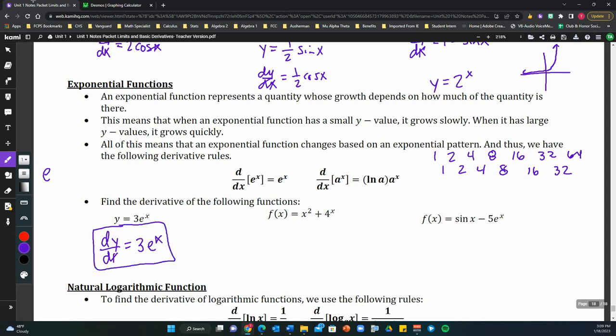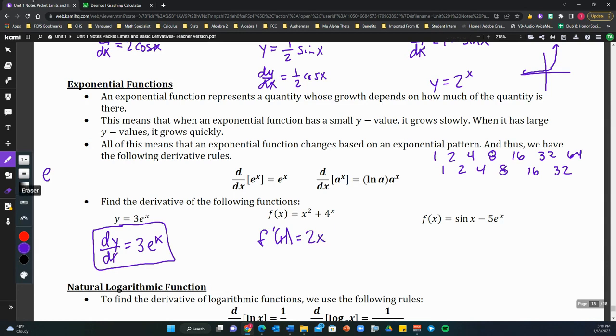Next one, f of x equals x squared plus 4 to the x. It is very easy to look at a power term and an exponential term and kind of get them mixed up. So you do have to be very conscious of which rules you're applying. X squared has a number in the exponent, so that is the power rule. So this would turn into 2x.